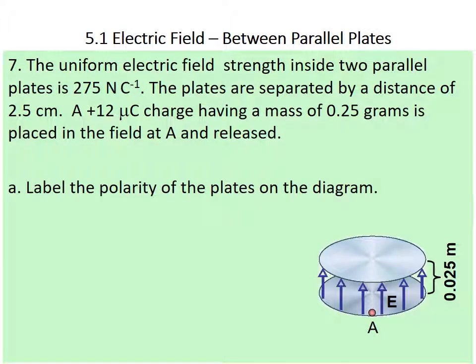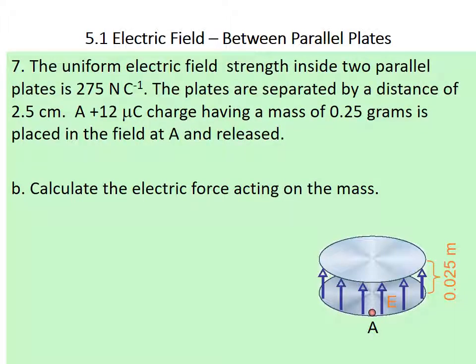The uniform electric field strength inside two parallel plates is 275 newtons per coulomb. The plates are separated by a distance of 2.5 centimeters. A plus 12 microcoulomb charge having a mass of 0.25 grams is placed in the field at A and released. Label the polarity of the plates on the diagram. Polarity meaning, draw on the diagram which is the positive plate and which is the negative plate. And hint, look at the direction of the electric field lines.